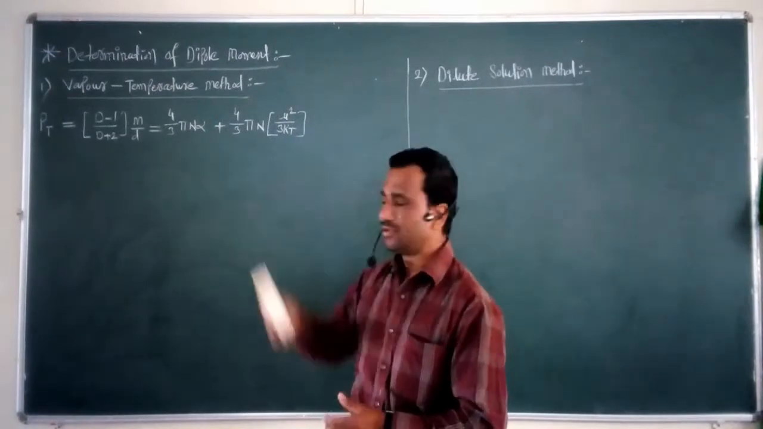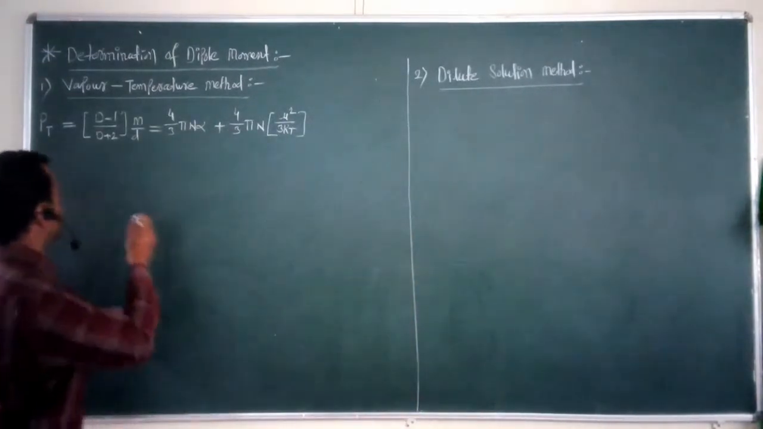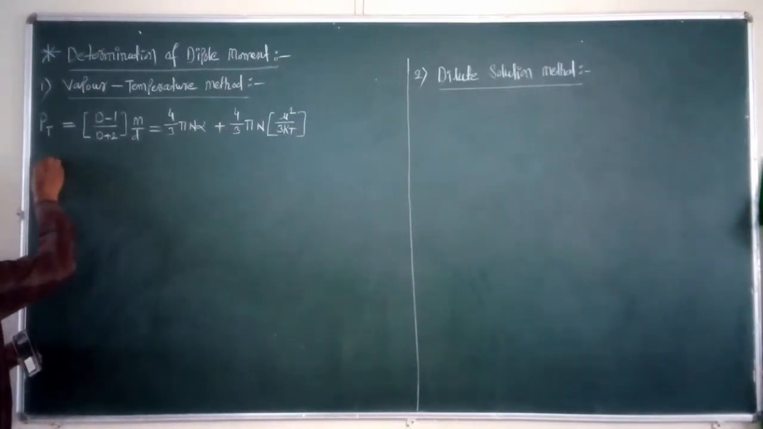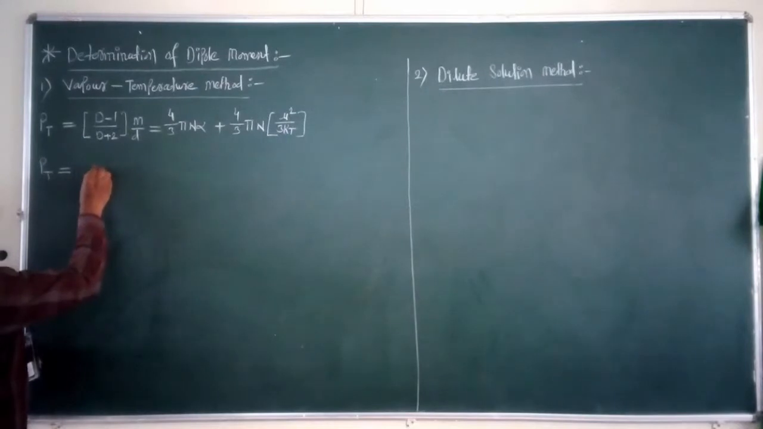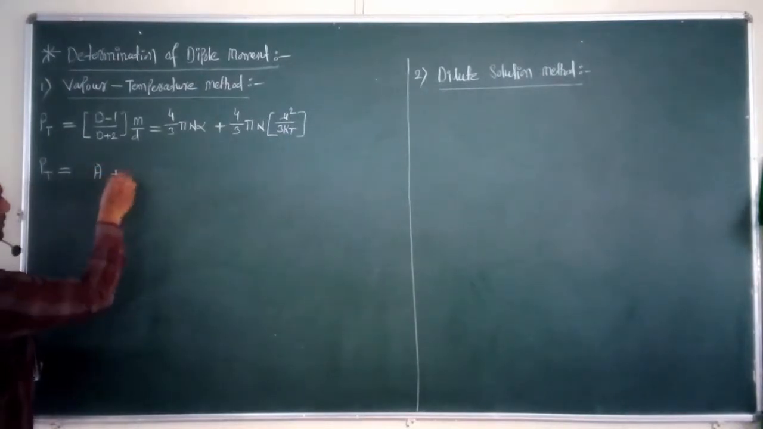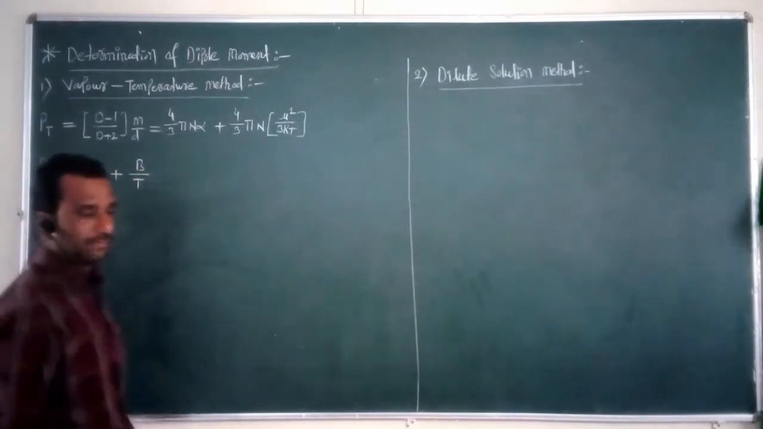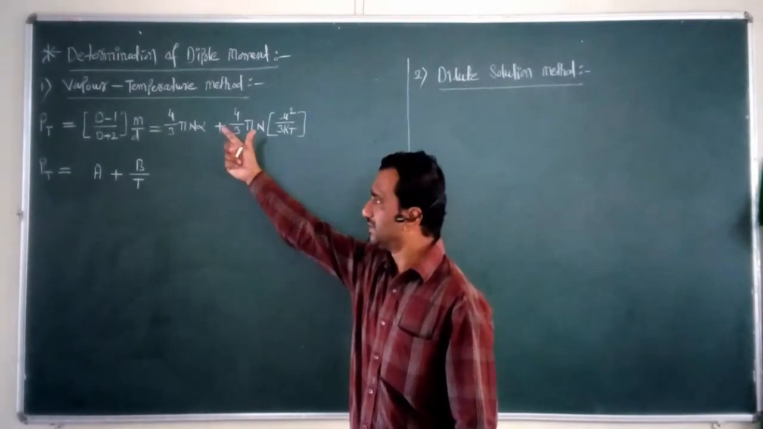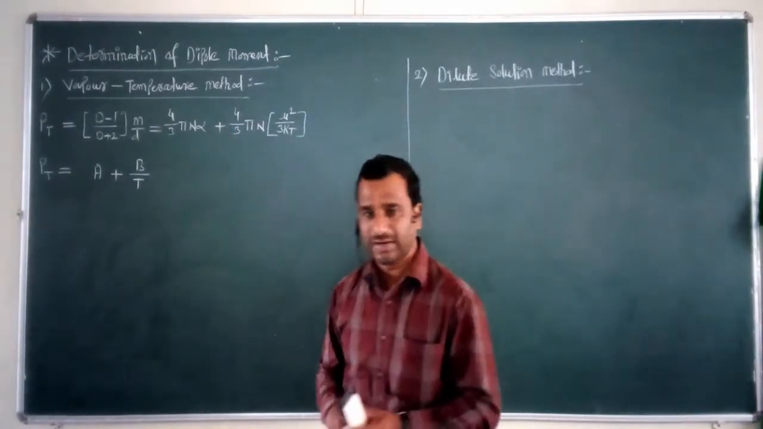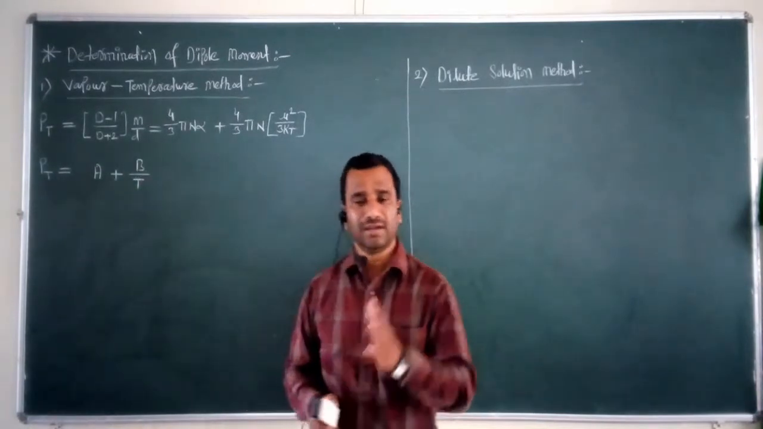Now the same equation can be written in a simplified form, which we also know very well. This equation may be written as Pt is equal to A plus B divided by T. This is a simplified form of the same equation, and that is the Debye equation. So the Debye equation can be written in a simplified form: total molar polarization is equal to A plus B divided by T.